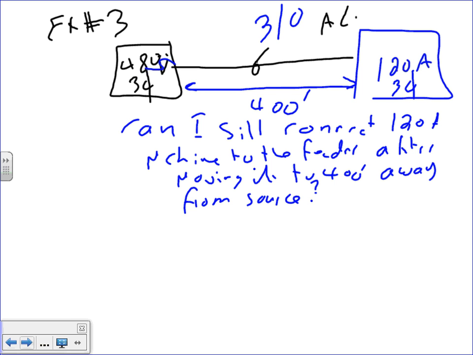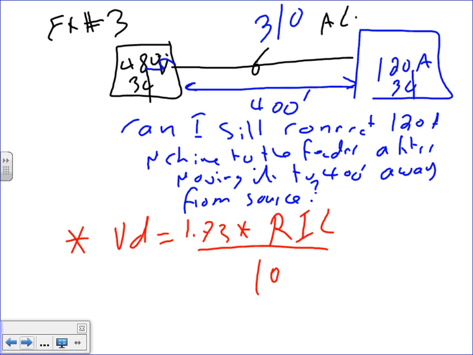Here's the formula. We need the formula. Voltage drop equals 1.73 times R I L over 1,000.